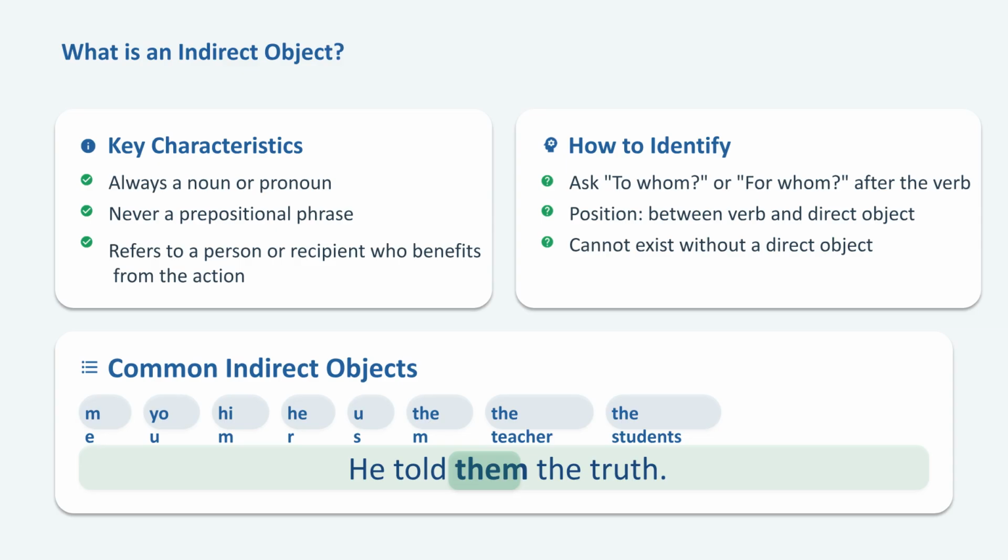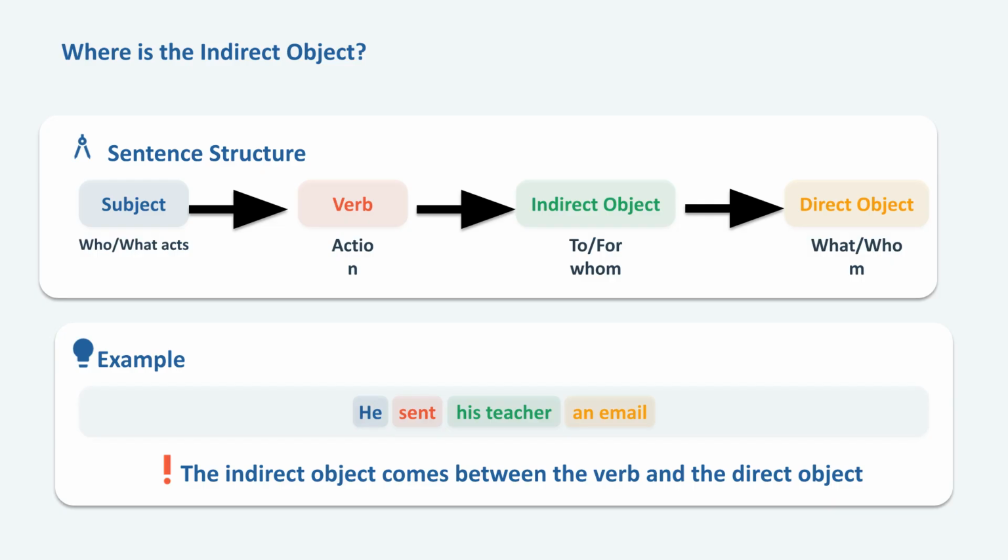Now that we know what the indirect object is, let's see where it appears in the sentence. The indirect object usually comes between the verb and the direct object. In other words, the structure is verb, indirect object, direct object. For example, he sent his teacher an email. His teacher, indirect object. An email, direct object.